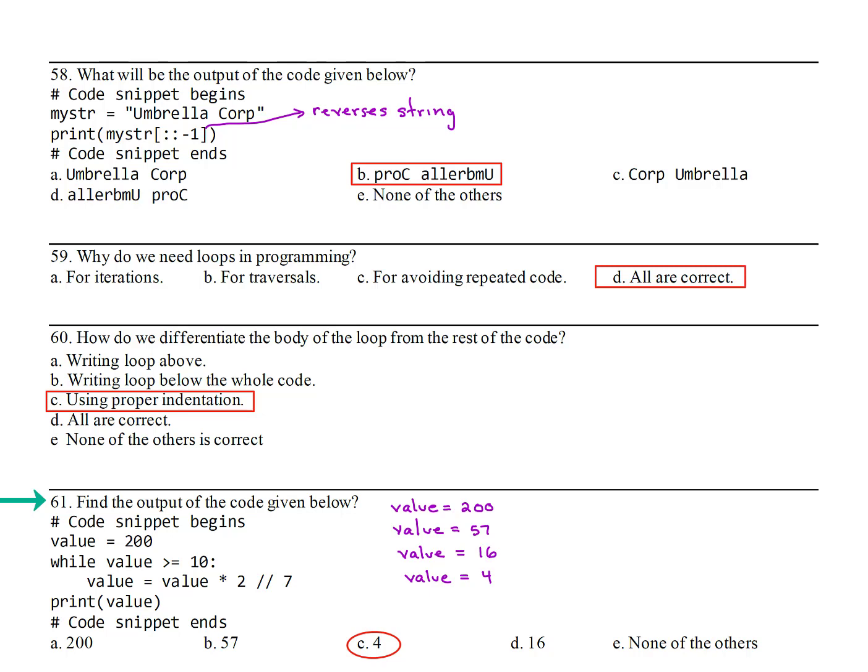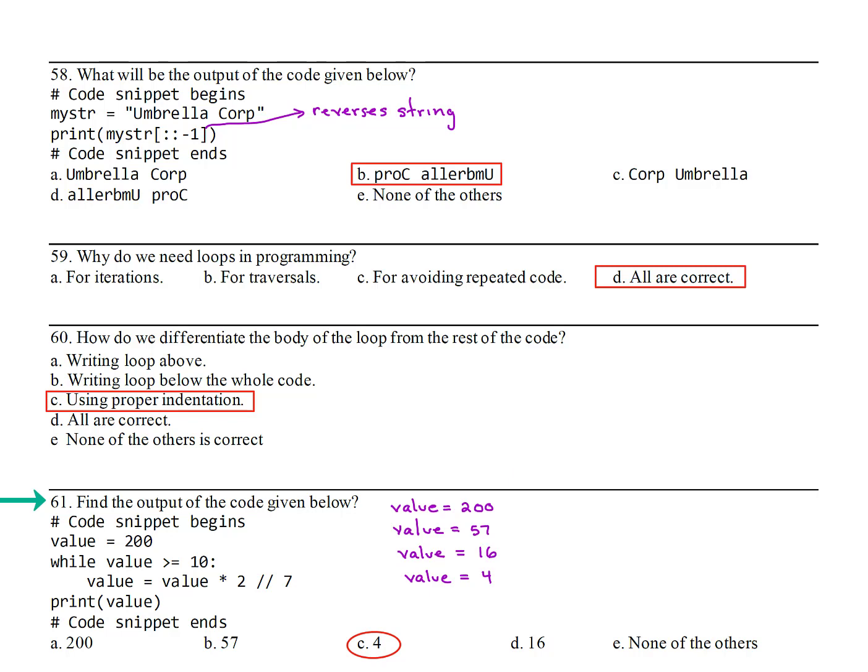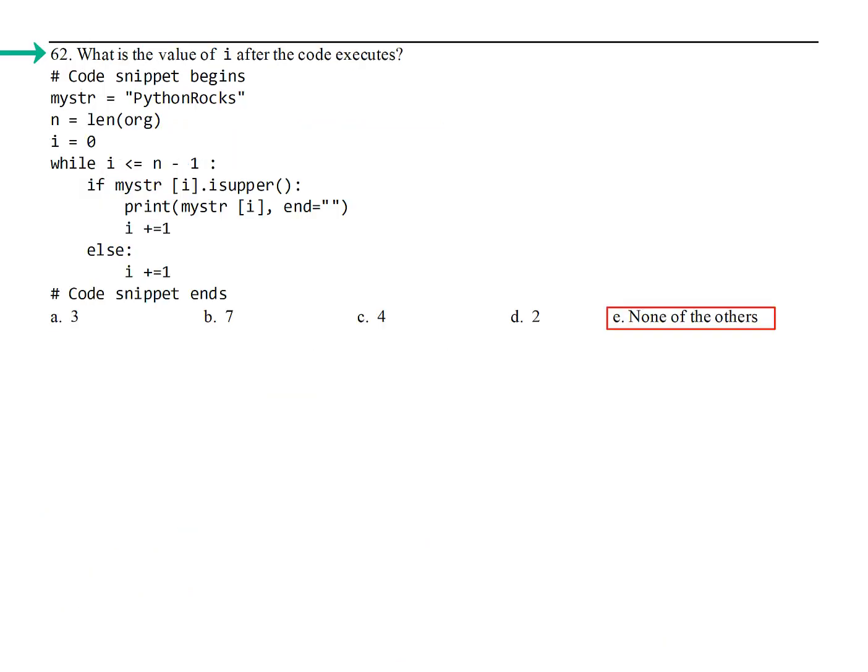You multiply by 2, you get 400. You integer divide by 7, that gives you 57, which is bigger than 10. Next time through the loop, because 57 is bigger than 10, you multiply by 2, 114. Integer divide by 7, you get 16, still bigger than 10. Next time through the loop, multiply by 2, you get 32. Integer divide by 7, you get 4. And now 4 is not bigger than or equal to 10. You terminate, you go to the last statement, which is print value. What is the value? 4. Answer C.